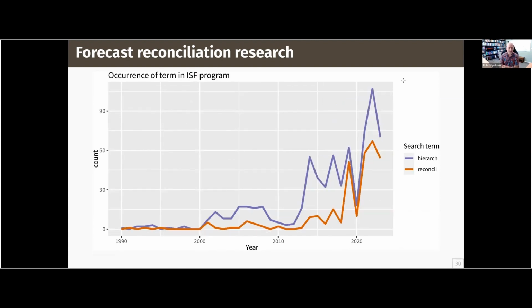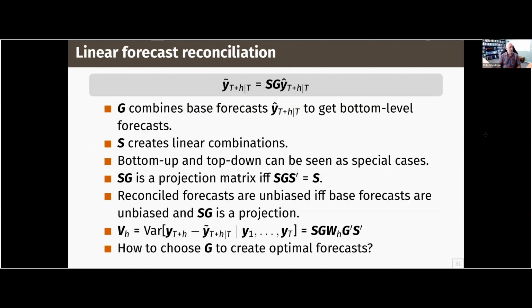Another way of thinking about it is to look at the IIF program, the International Symposium on Forecasting. Here I'm just searching for the partial word hierarch or the partial word reconcile. And you can see that it's taken off. It's pretty noisy, but it's taken off in the last few years. Okay, so that's the history of it, where it came from. And it's also why you'll see Australian tourism used a lot, because that was the postdoc that George was employed on.